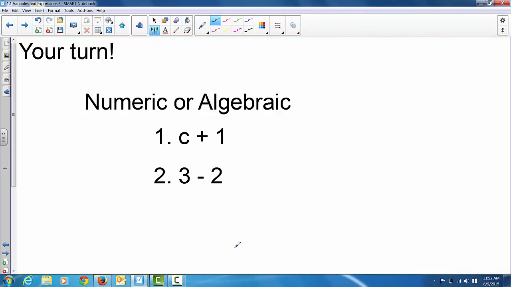All right, your turn. You tell me, is number 1 a numeric or algebraic expression? Yes, it's an algebraic expression because it has a variable included in it. Number 2, numeric or algebraic? Right, this is numeric because it only contains numbers and an operation symbol.